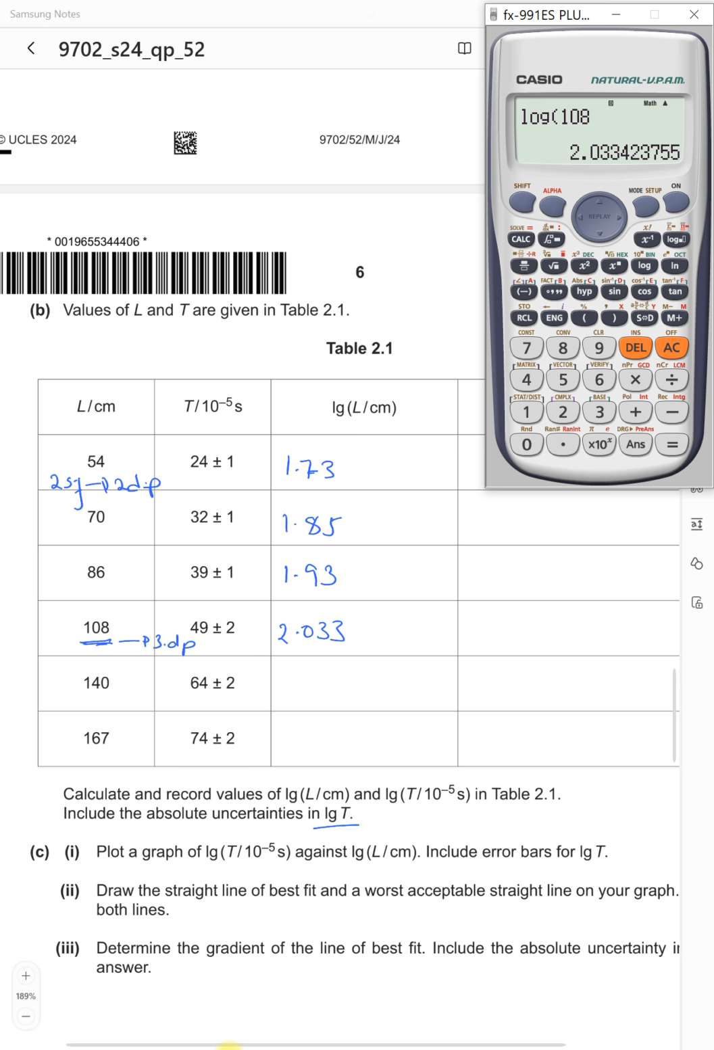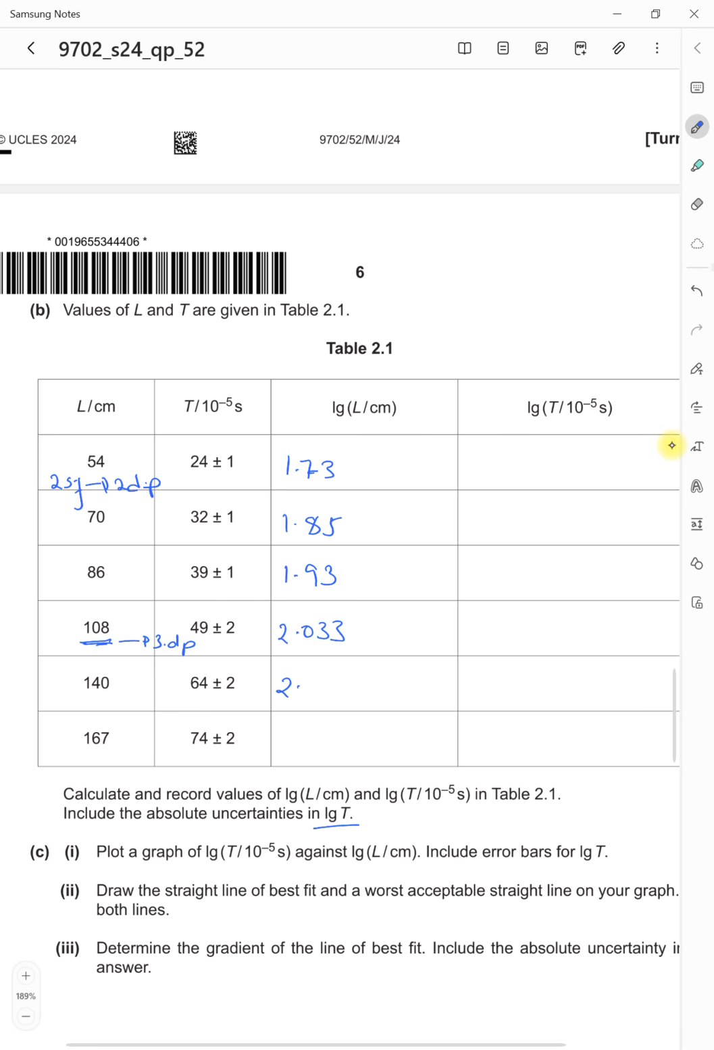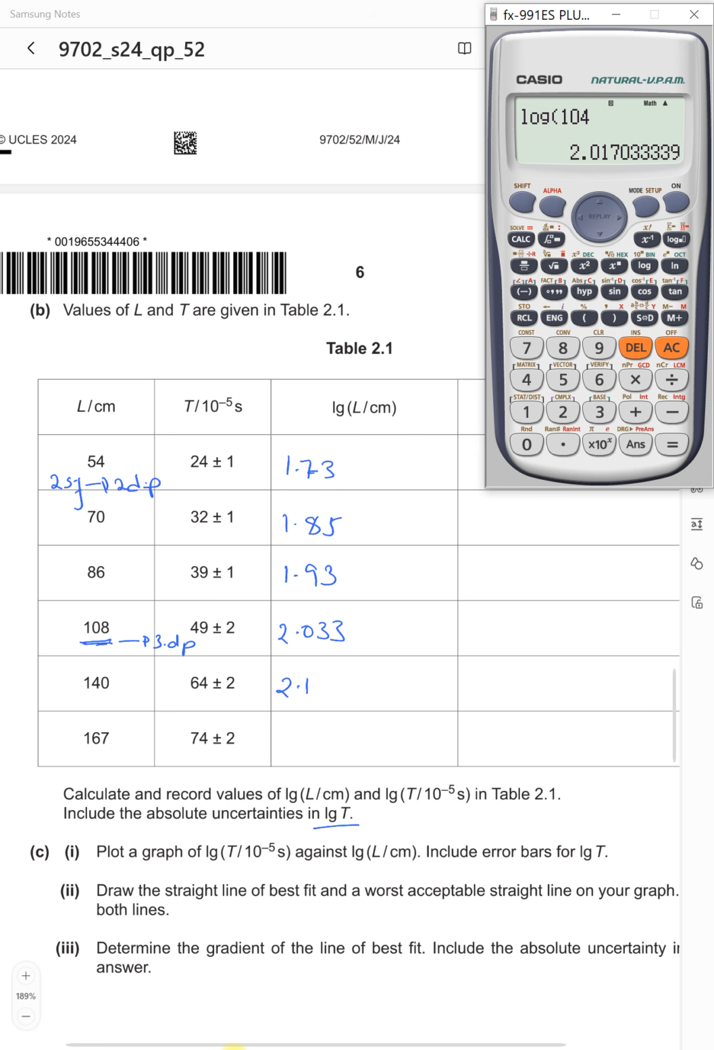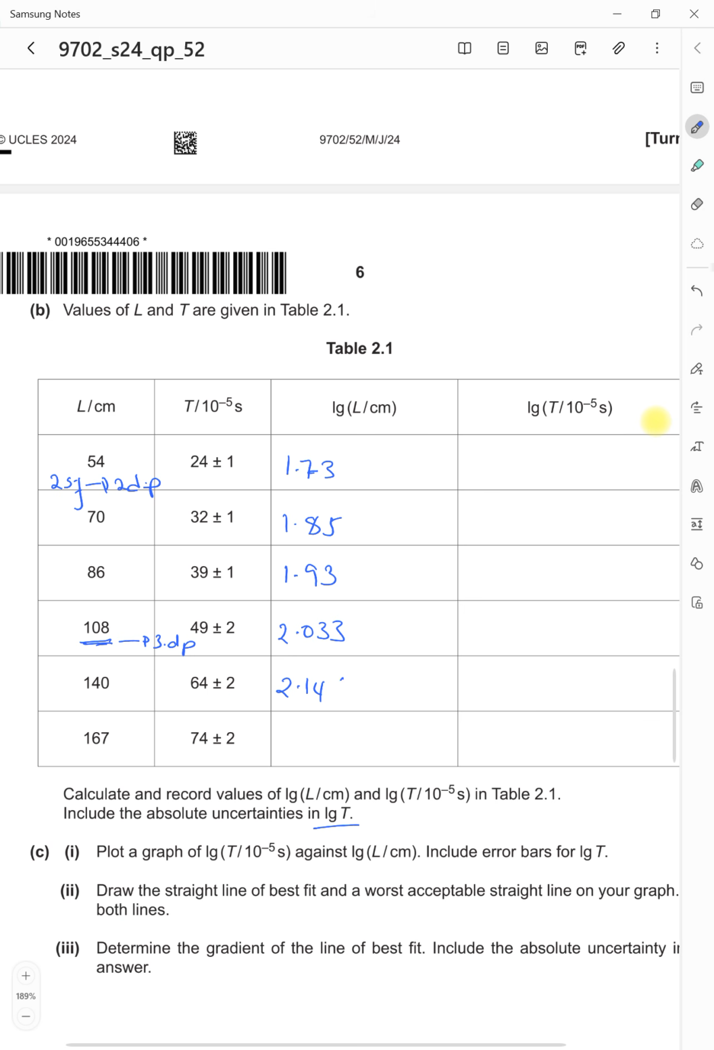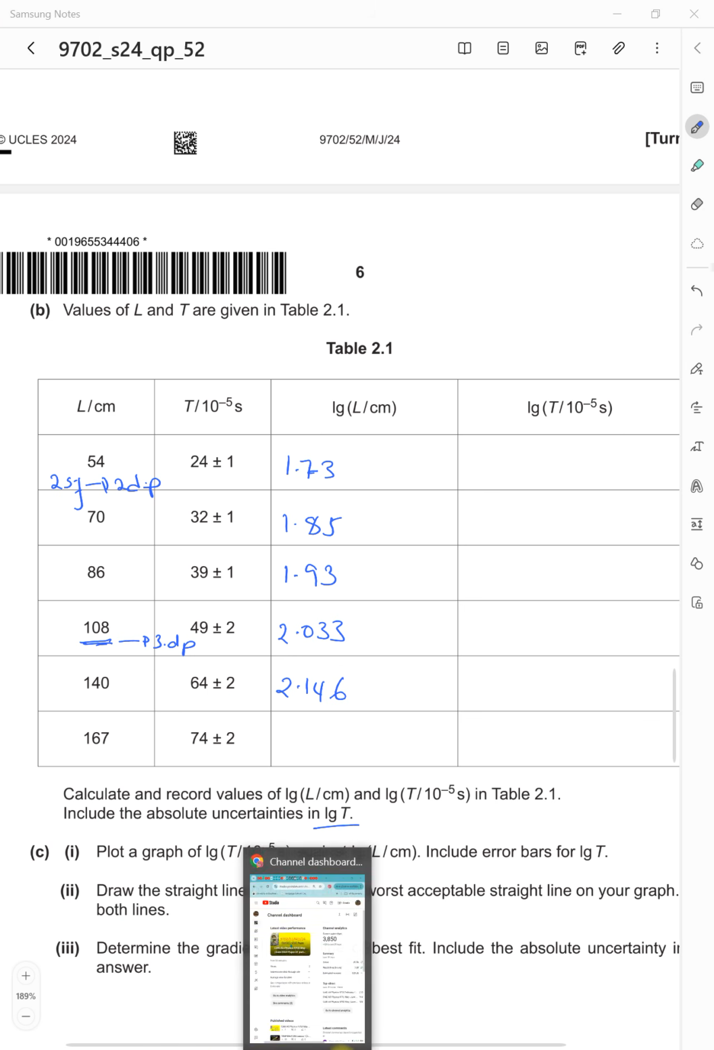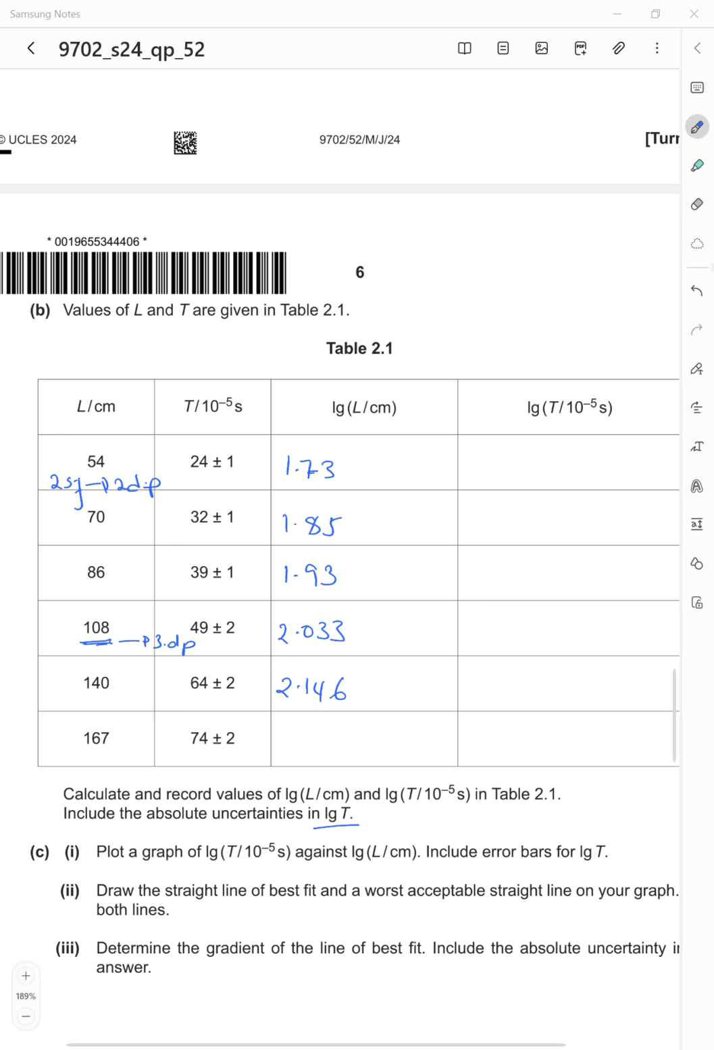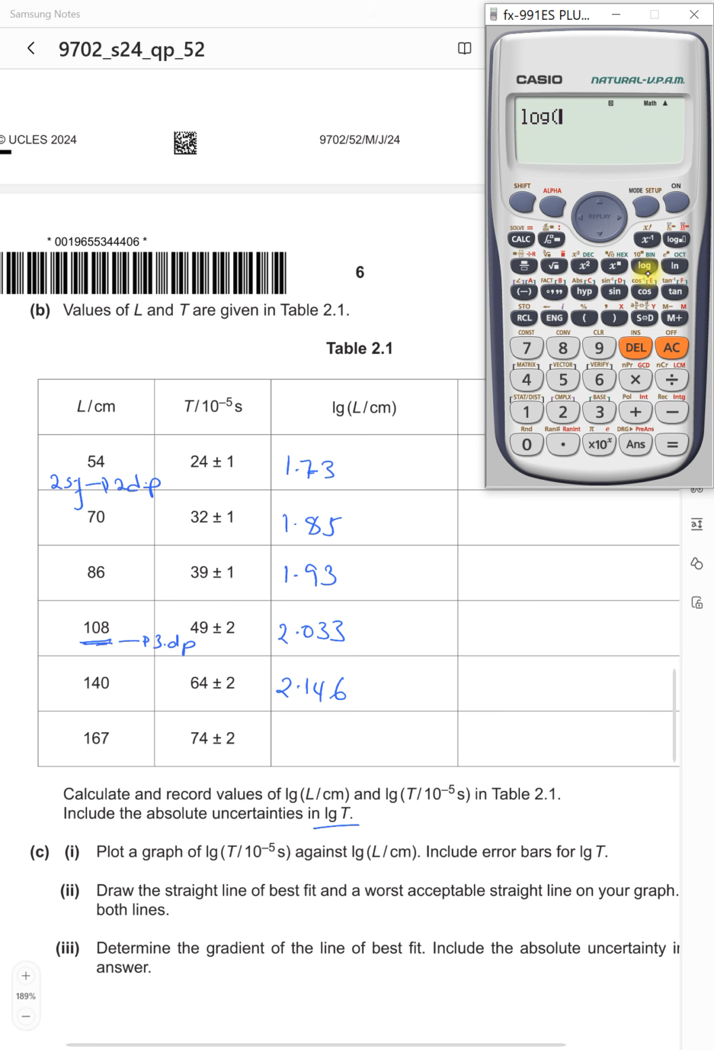So next, we have log of 104, which becomes 2.1. Sorry, I found the wrong log. Log of 140, not 104. 2.146. Then the last one is the log of 167. That is 2.223.